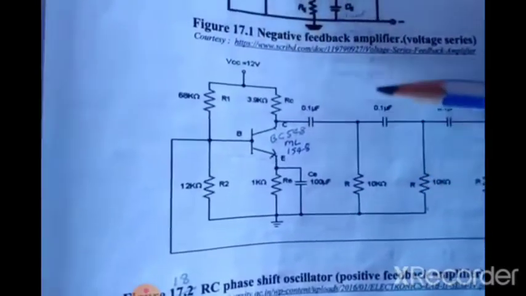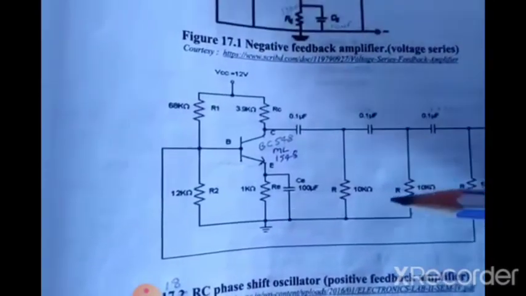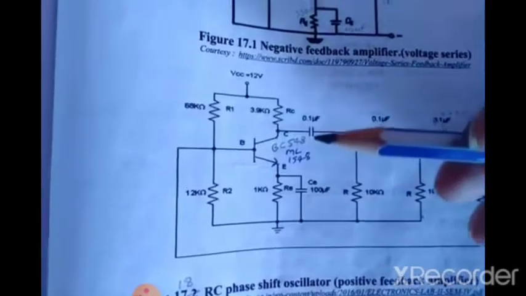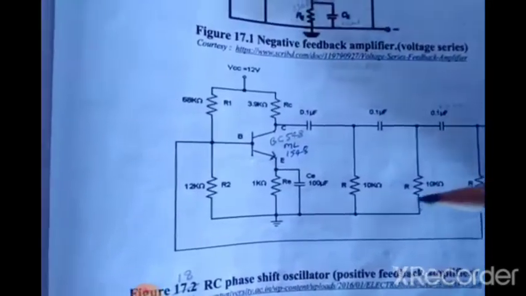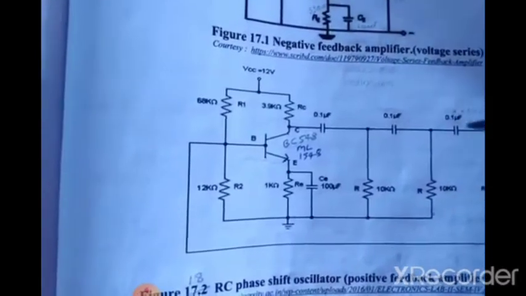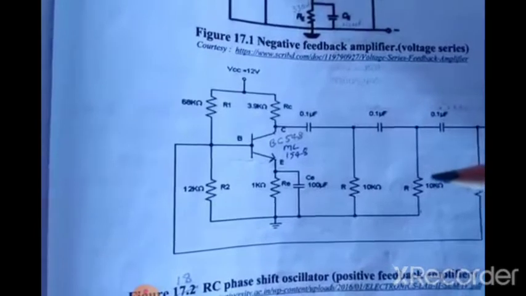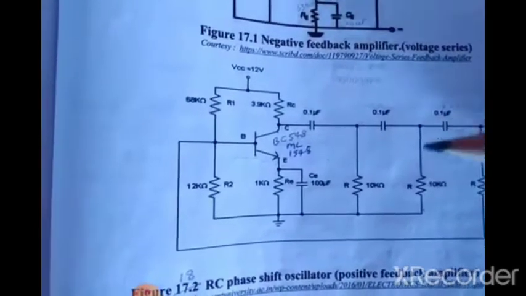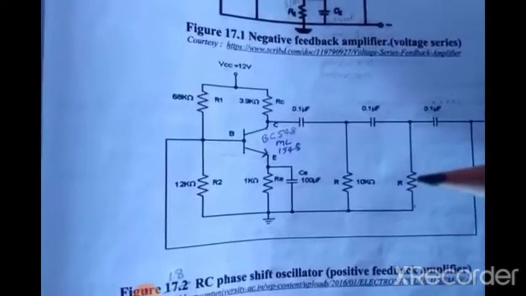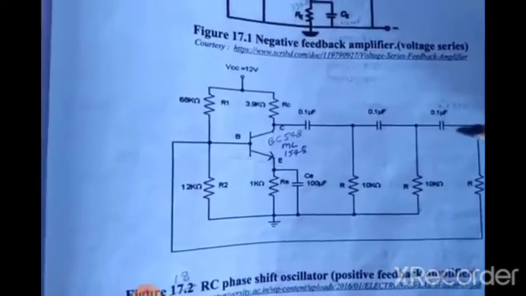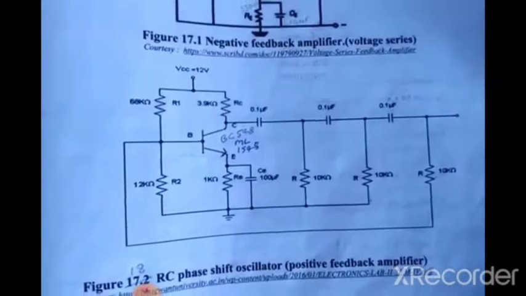Then there are three stages of RC network, which is formed using 10 kilo ohm resistors and 0.1 microfarad capacitors. We all know that the frequency of oscillation is decided by the R and C components. So either by varying the resistors or by varying the capacitors, we can change the output frequency which is generated at the output side.